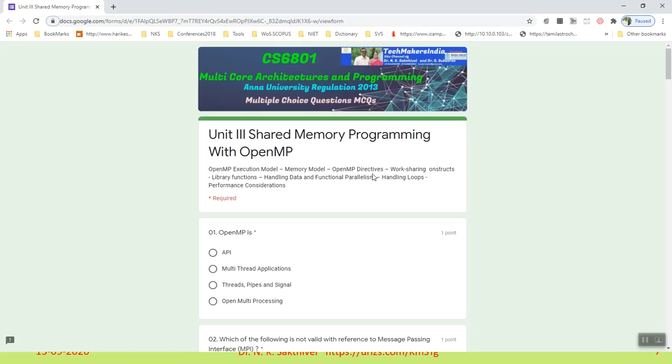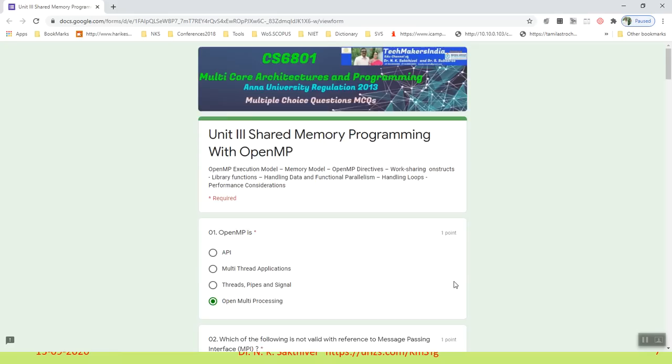Okay, so that is shared memory programming with OpenMP. I already explained to you what that is. The first question is, what is OpenMP? OpenMP stands for Open Multi-Processing. There will be different answers, since OpenMP is also an API, but the actual abbreviation is Open Multi-Processing. So this is the answer I would select.